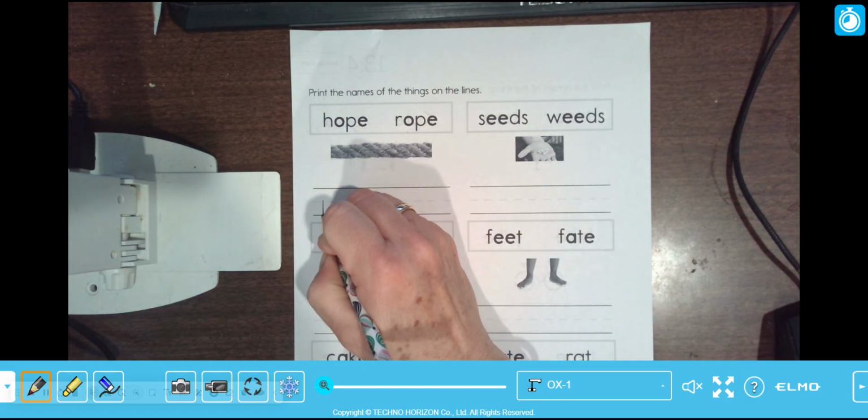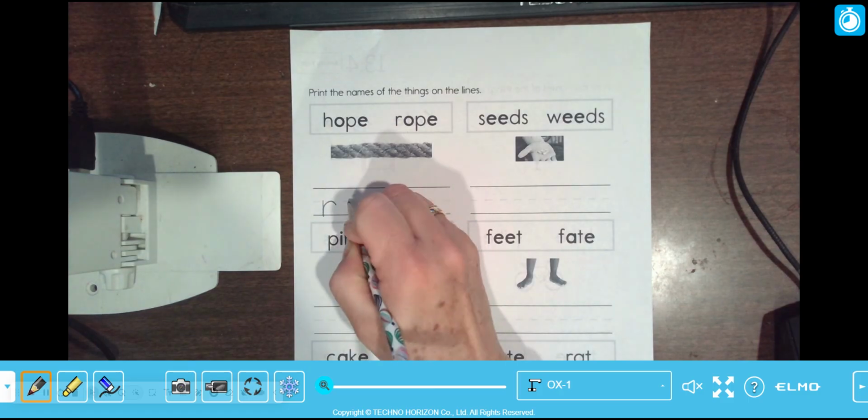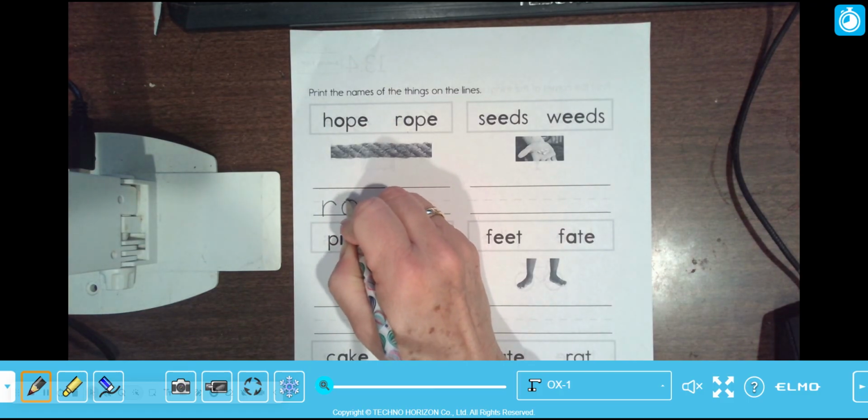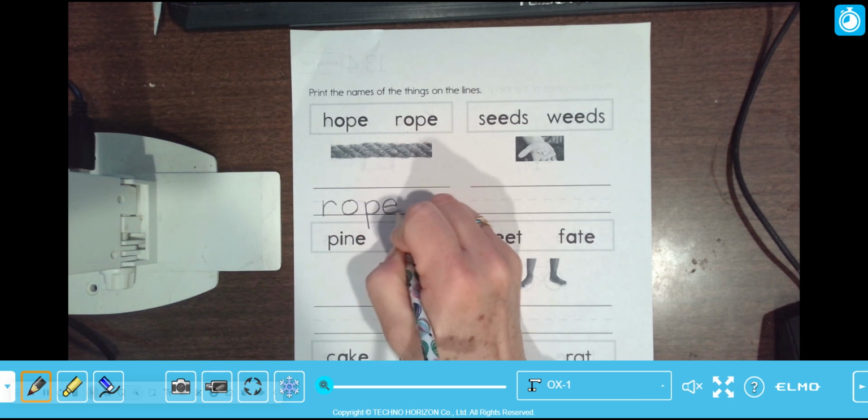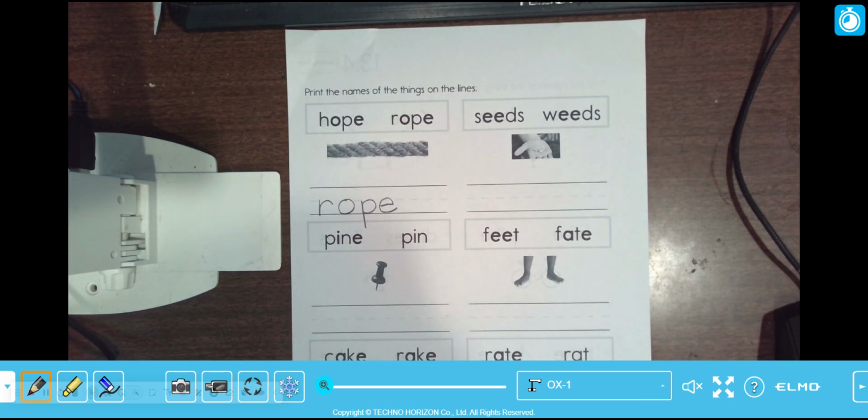Down to the dash line, back up to the middle. This one has to have a tail. Back up and turn. There you go, write down the word rope.